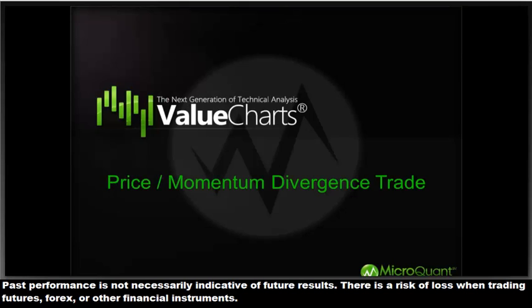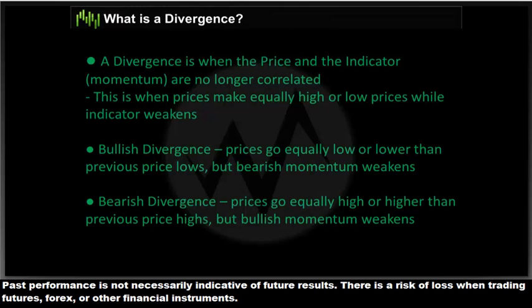Okay, now for the specific trade setup I want to talk to you about first: it's the price and momentum divergence trade. We normally do these intraday, but we can also trade these on a swing trading basis. Let's first define what a divergence is. A divergence is when the price and the indicator, in this case momentum or MQ momentum, are no longer correlated. This is when prices are making equal high or low prices while the indicator actually weakens.